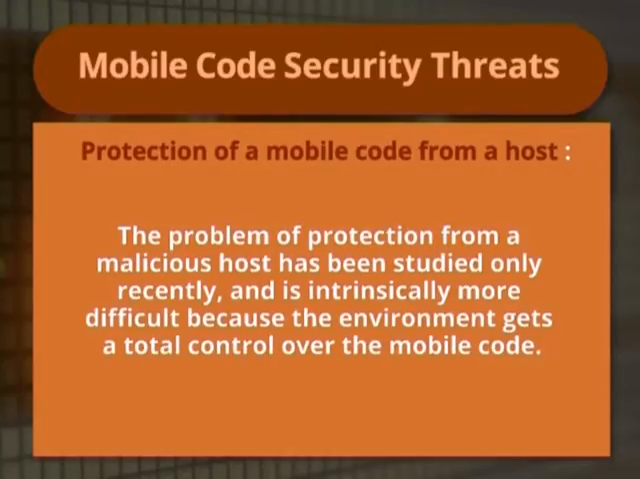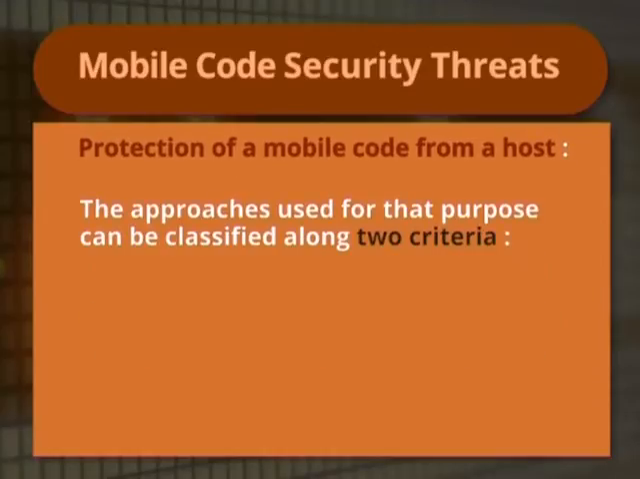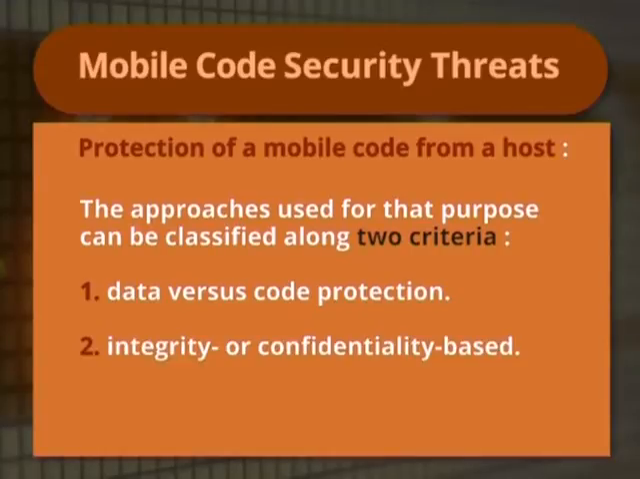Next is protection of a mobile code from a malicious host. The problem of protection from a malicious host has been studied only recently and is intrinsically more difficult because the environment gets a total control over the mobile code. Otherwise, host protection would not be possible. The approaches used for that purpose can be classified along two criteria. Number 1, data versus code protection, and number 2, integrity or confidentiality based.